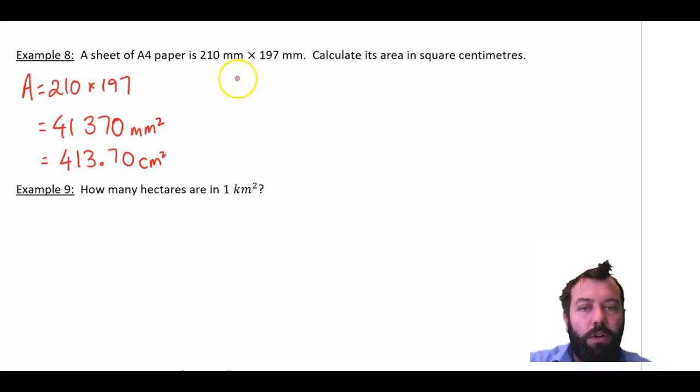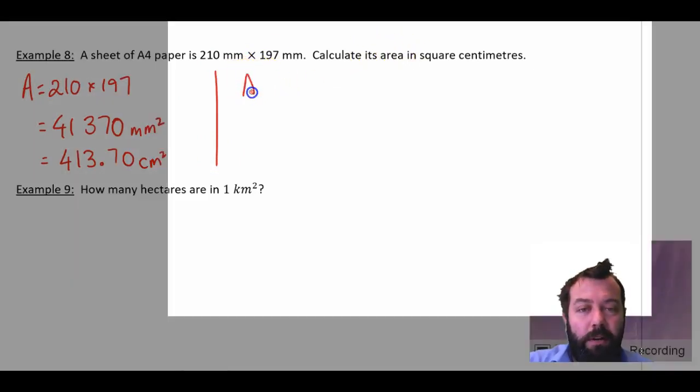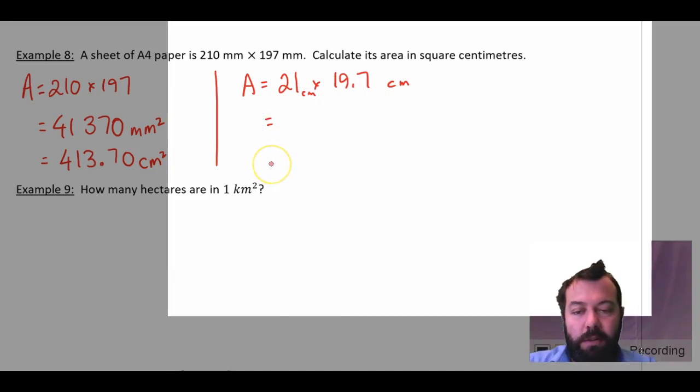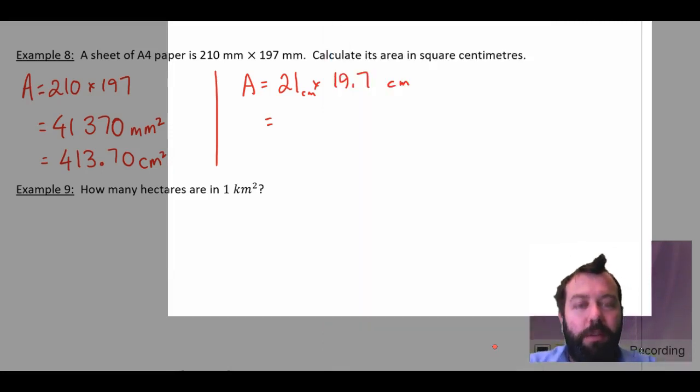Now, alternatively, we could convert these figures. Right, that's option 1. Alternatively, we could convert them to centimetres in the first place. Okay, so I'm going to say my area equals, so that's 21 times 19.7 centimetres. Now 21 times 19.7 equals, right, 413.7.